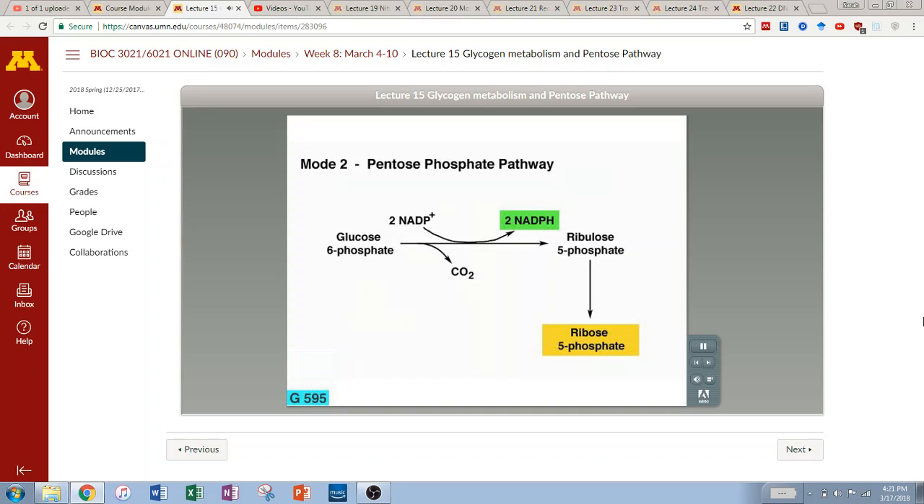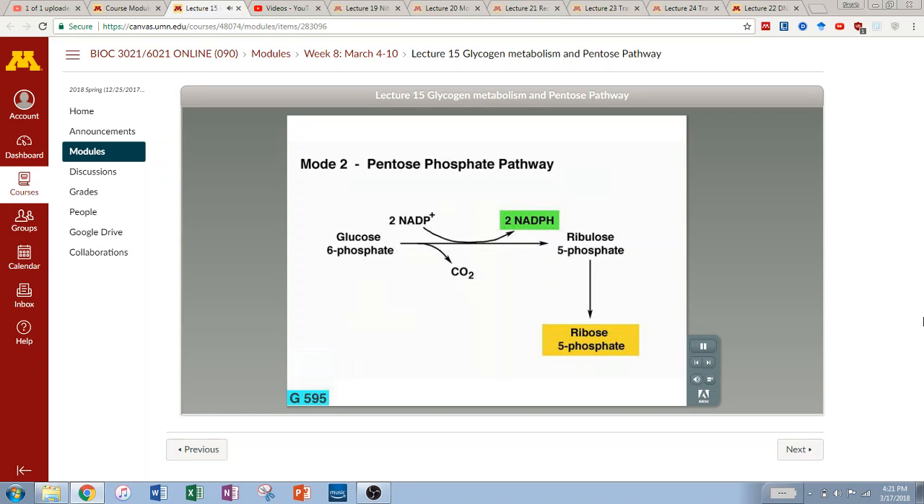The top part of the pentose pathway to this point is sometimes referred to as the oxidative phase or mode 2. We're not including the formation of xylulose 5-phosphate in this mode. The products are 2 molecules of NADPH, 1 molecule of carbon dioxide, and 1 molecule of ribose 5-phosphate. If the cell always needed both NADPH and ribose 5-phosphate in the exact ratio of 2 to 1, then this could be the end of the pathway.